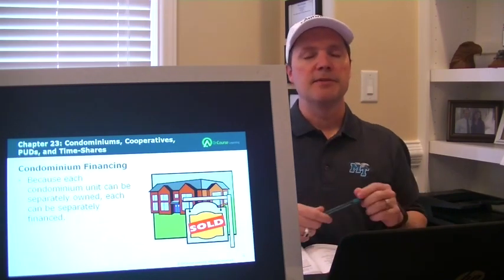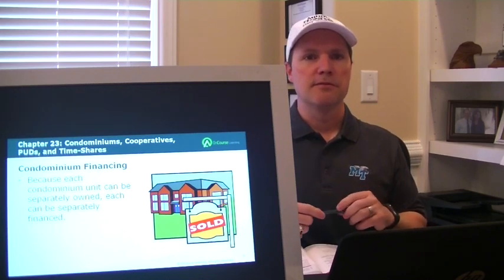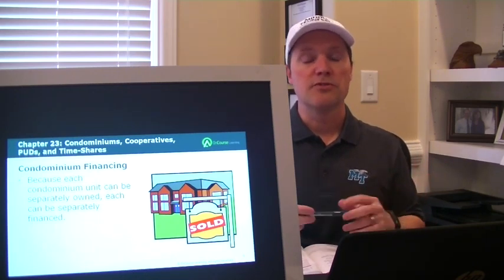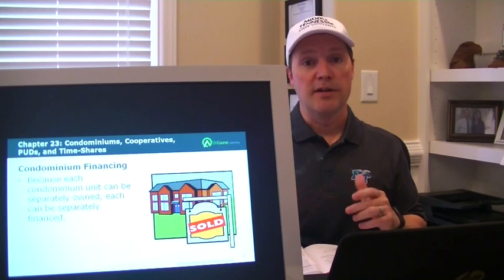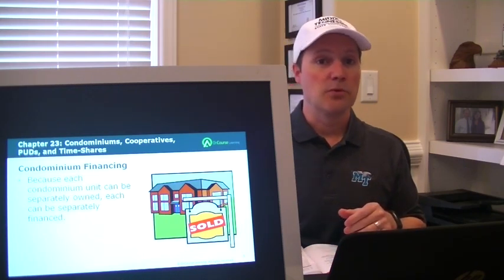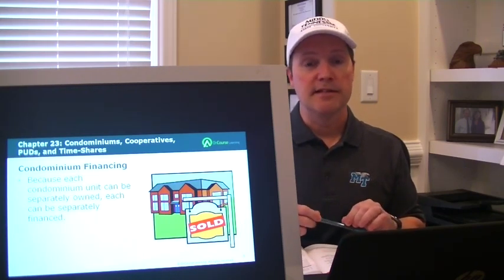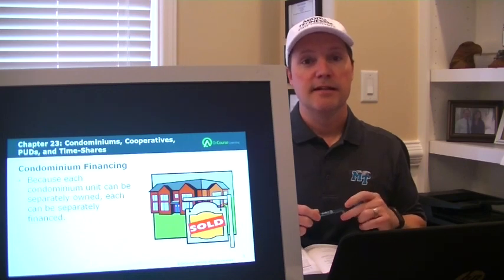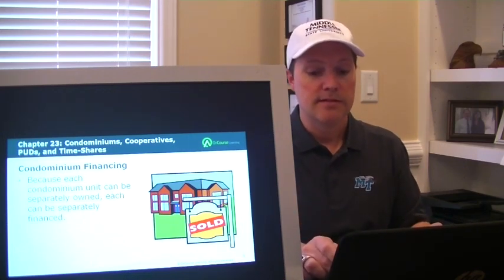A lot of families will put their kids in a condominium close to the university. They go ahead and buy it, and then 4 or 5 years later, after the kids leave the university, they go ahead and sell it and make a profit on it. So it's a good deal for the parents.